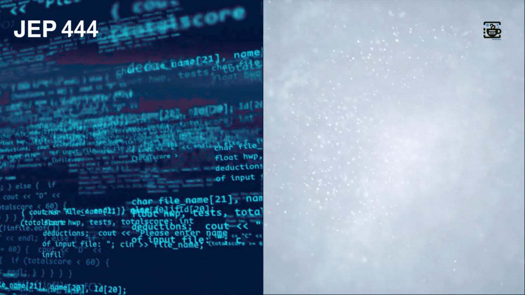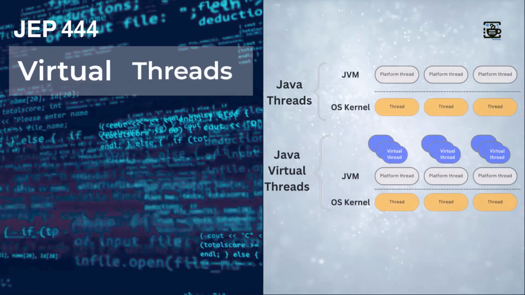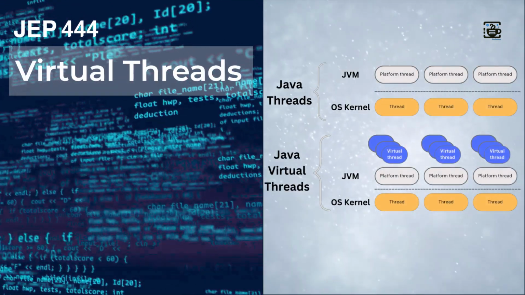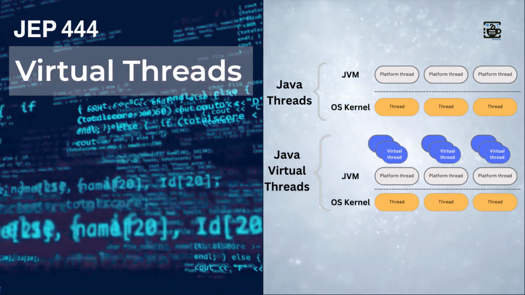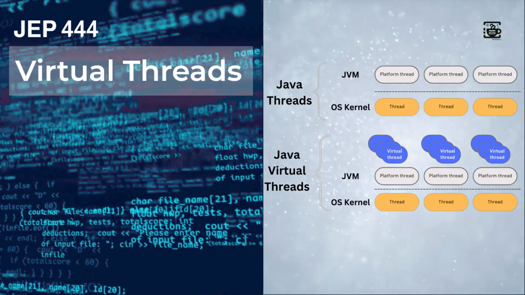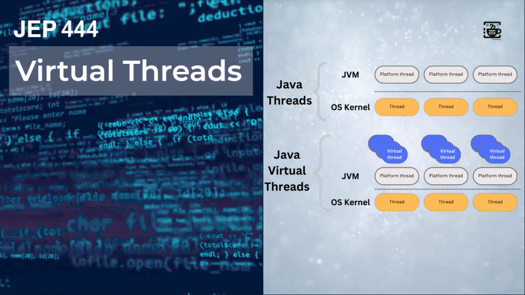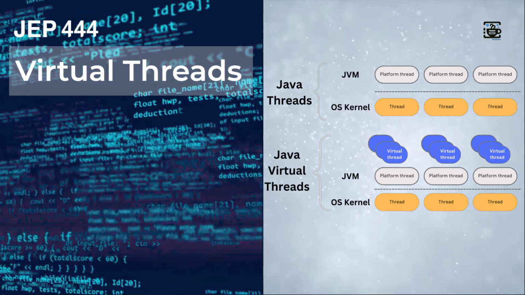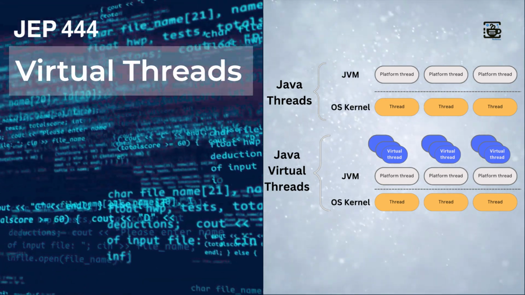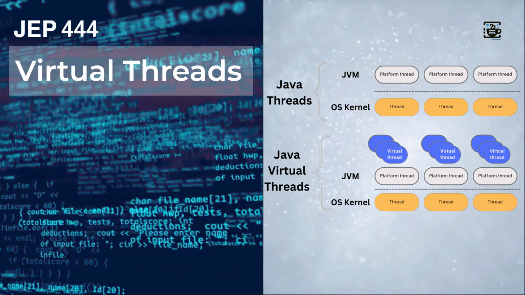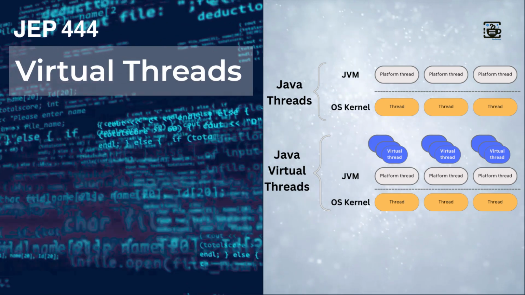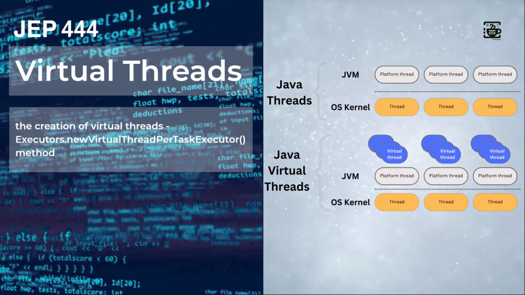JEP 444 brings virtual threads to the table. Java 21 brings a major update with the addition of virtual threads. These threads make it simpler for developers to handle tasks that involve waiting for activities such as loading data or receiving user input. Unlike regular threads, these virtual ones don't hog system resources while waiting, which means more tasks can run smoothly at the same time.